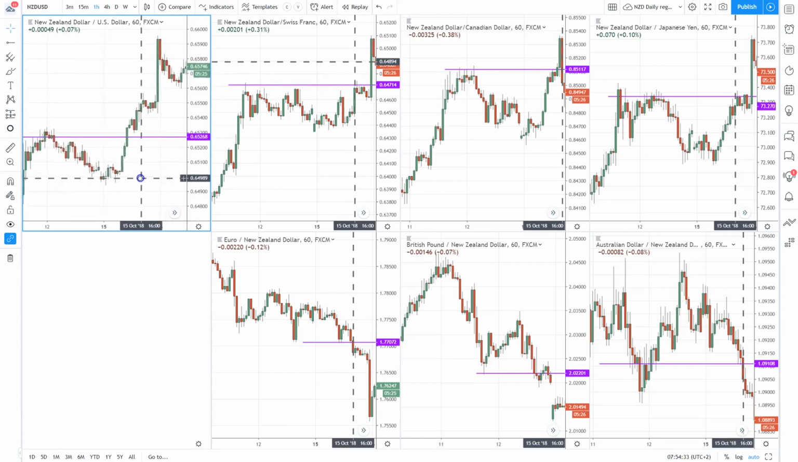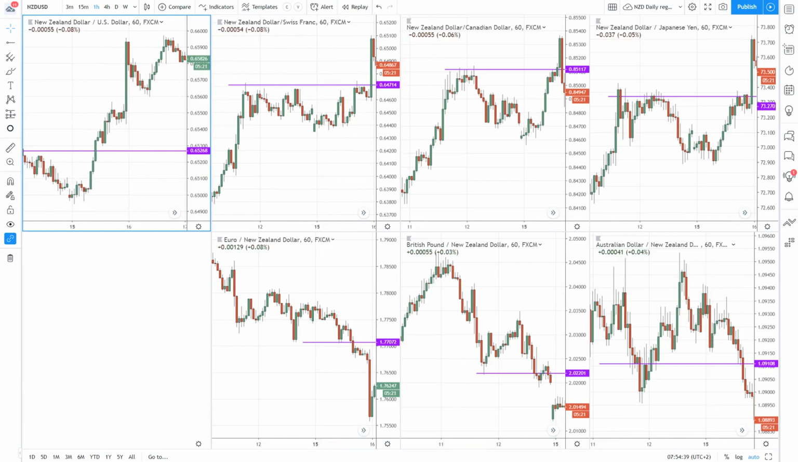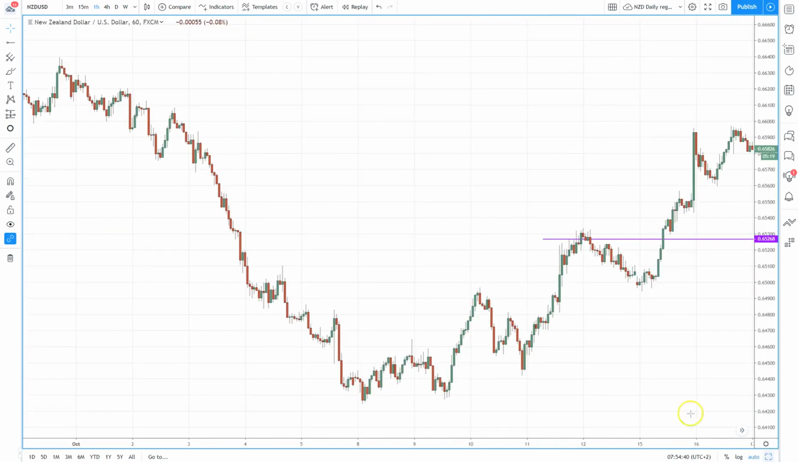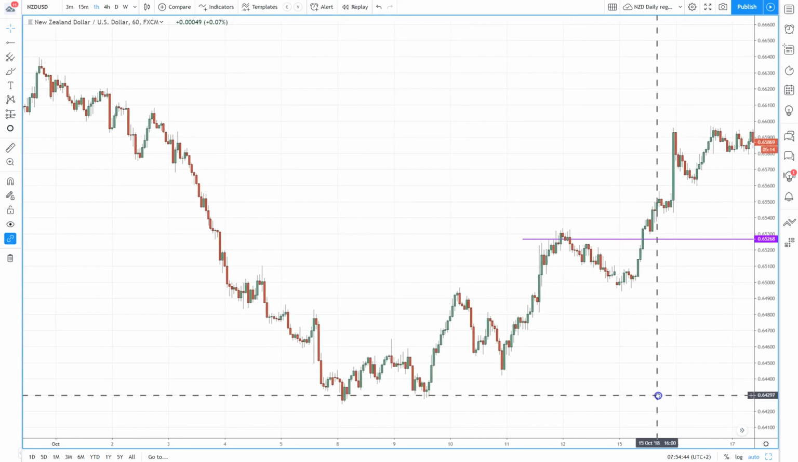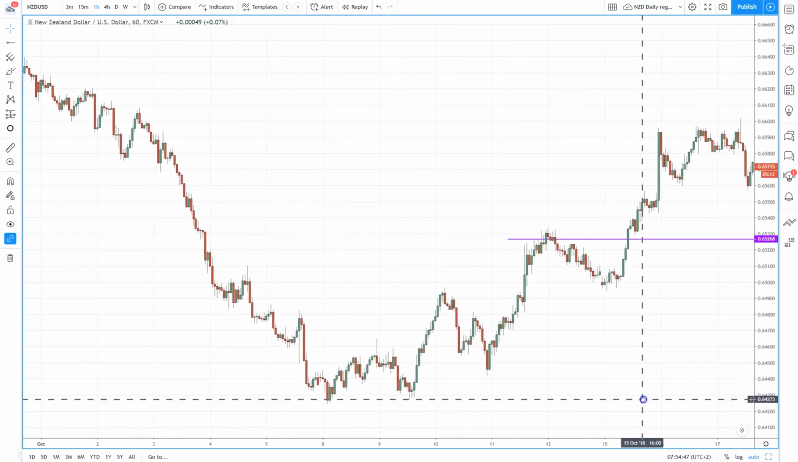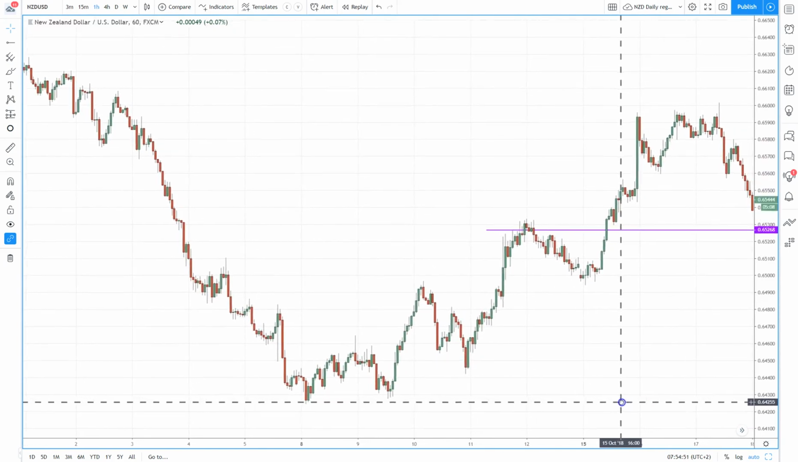So this one, no pullback yet, no pullback yet. Let me actually blow this up so it's easier to watch. No pullback yet. Pullback coming in. Okay, we have one push. We have a second push.